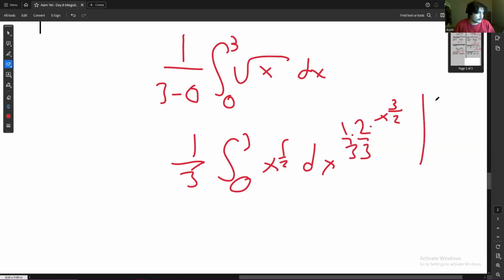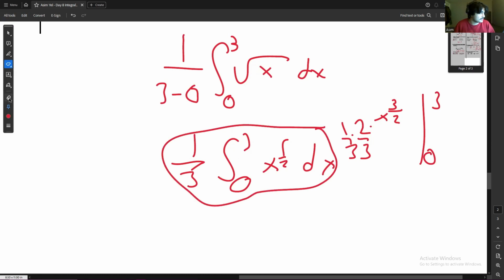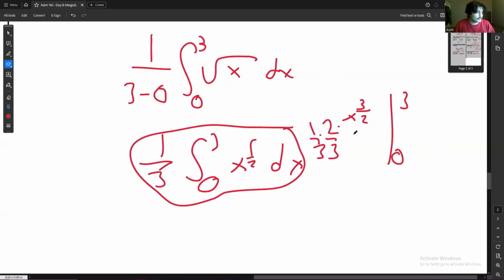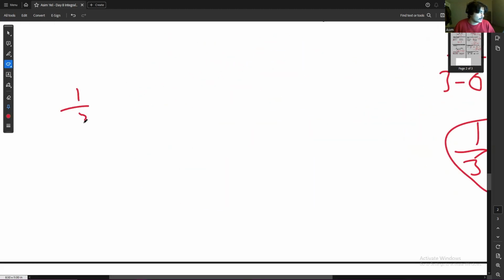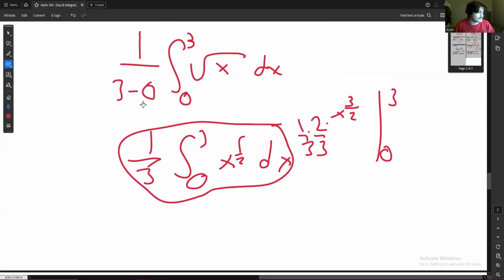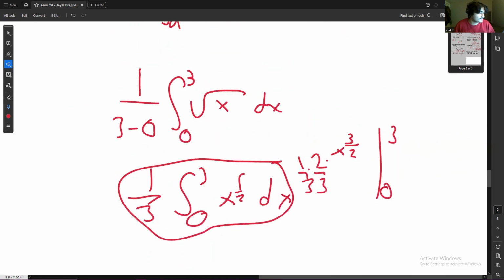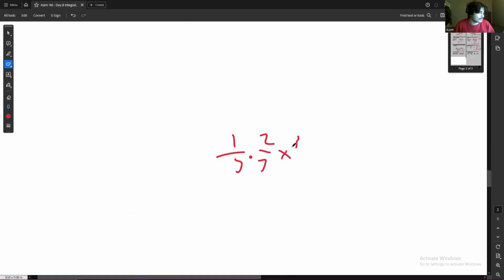And then we're integrating from 0 to 3. This part is not separate. I wish I could just easily erase it. Anyway, so I'm just gonna write the same thing over here: 1/3 times 2/3 times x to the 3/2, from 0 to 3.